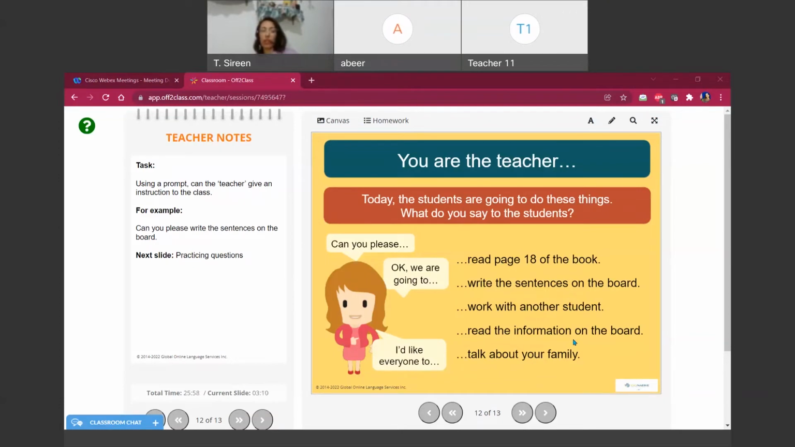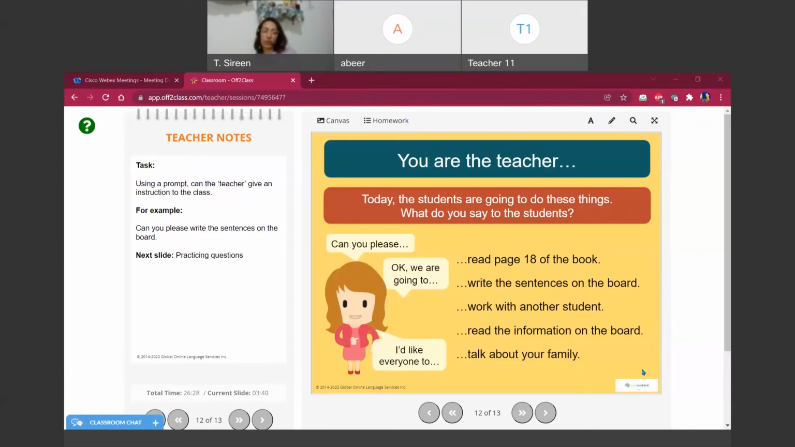Right. Okay. Now here, for example, you are the teacher. What do you say to the students? So we've got here some sentences. How can you apply them with the questions? For example, can you please, or we are going to, or I'd like everyone to. How can you make these requests to your students?